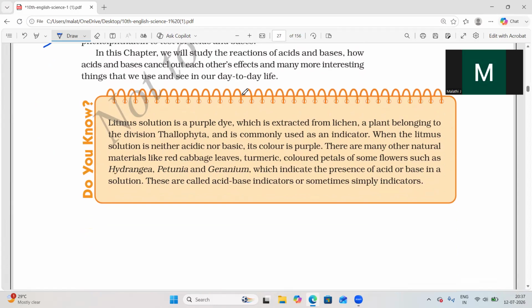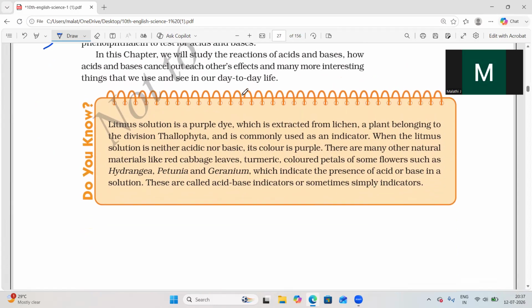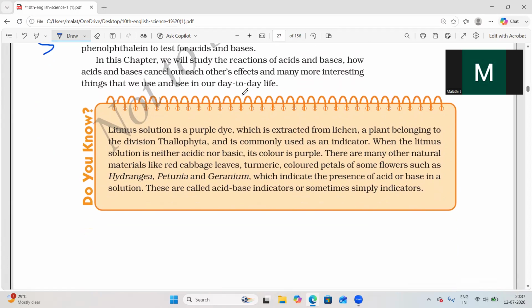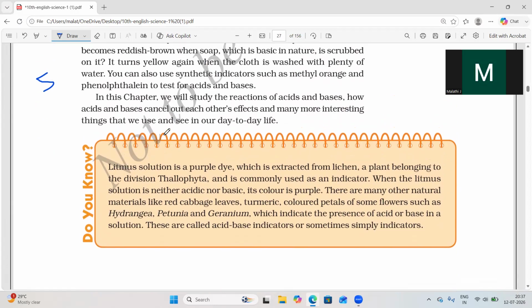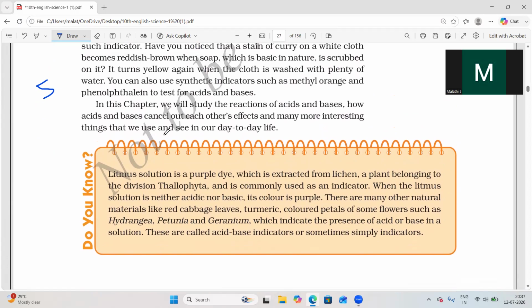So now we'll see indicators, types of indicators. What is meant by an indicator? Indicators are the substances used to test whether the given solution is acid or base. That is called an indicator. We have three types of indicators.